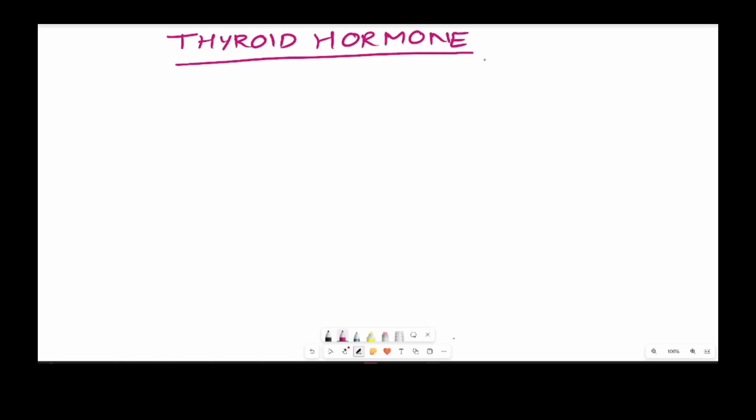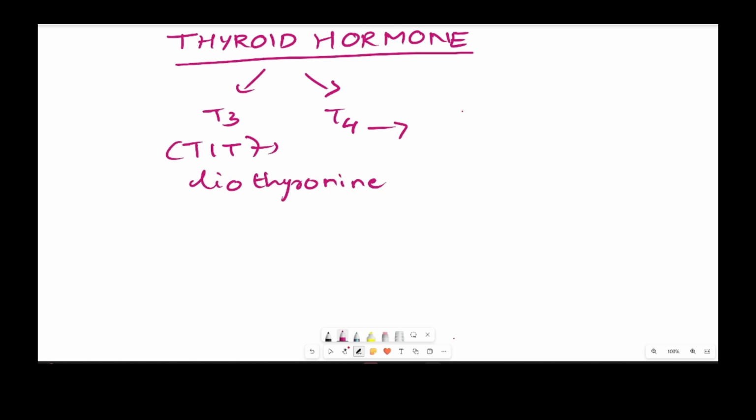Before knowing the thyroid inhibitors, we have to know what the thyroid hormones are. There are two thyroid hormones. One is T3 and the other one is T4. T3 is called triiodothyronine. It is also called liothyronine, whereas T4 is called thyroxine. So this is about thyroid hormones.